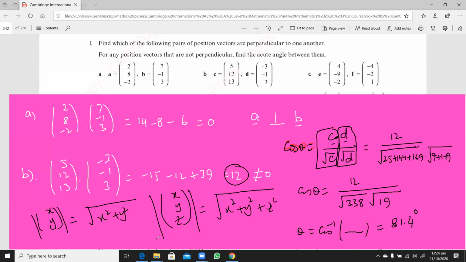Now, in the next segment, I'll be taking you to some past paper questions, and you will see how you can use this dot product to determine the angles.